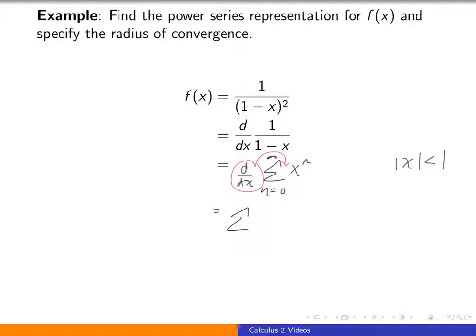The derivative of x to the n would be nx to the n minus 1. And because this quantity inside the summation is 0 when you plug in 0, we now simply start our formula at 1. So we go from n equals 1 to infinity. And when we differentiate a power series, we do not change the radius of convergence. So it would still converge whenever the absolute value of x is smaller than 1.